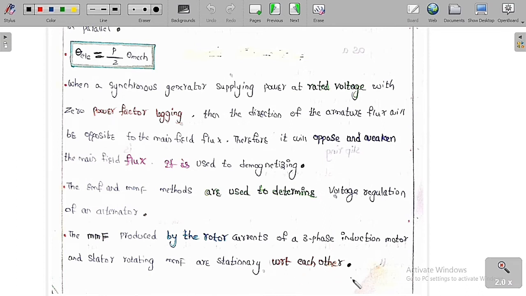The MMF produced by the rotor winding and the MMF produced by the stator winding are in phase with each other, and they rotate in the same direction with the speed of Ns. So the MMF produced by the rotor currents of a three-phase induction motor and the stator rotating MMF are stationary with respect to each other.